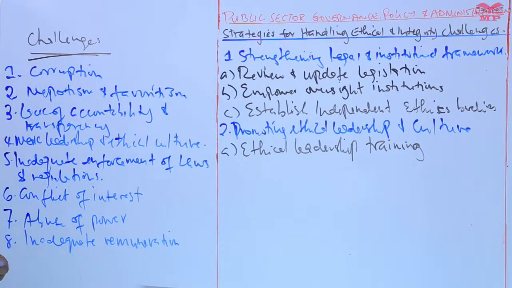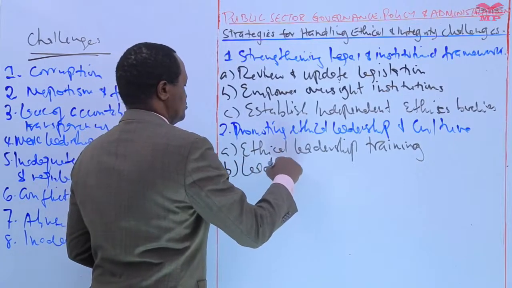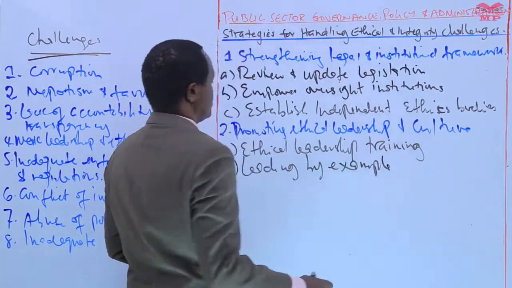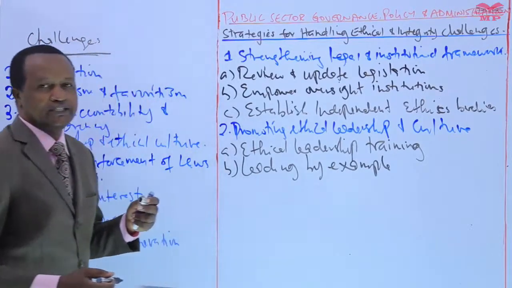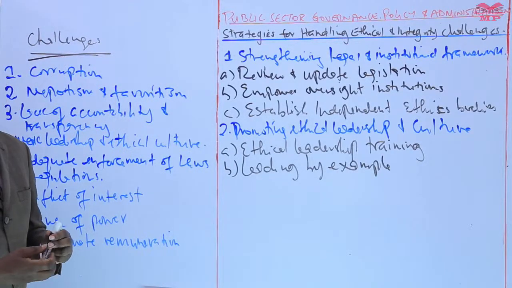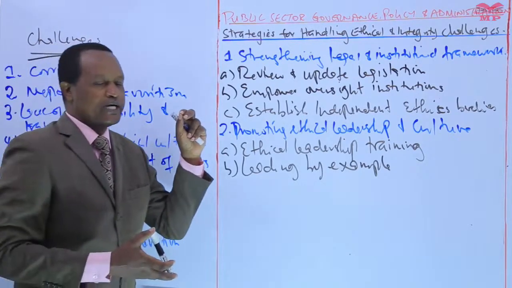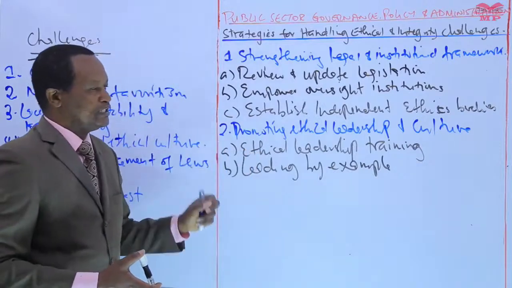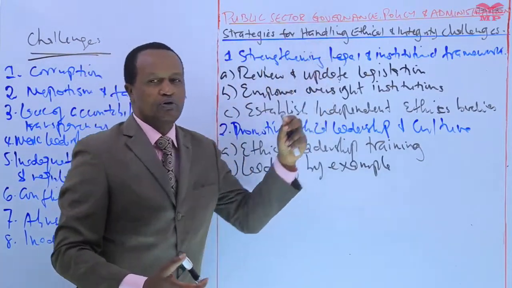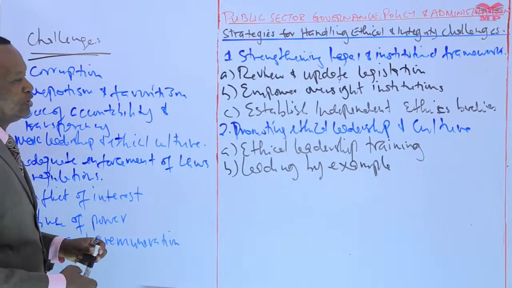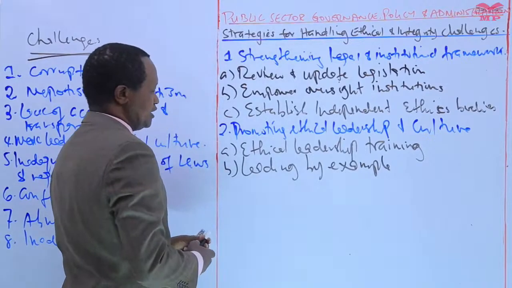Another way is leading by example. Ethical leadership and culture can be promoted by leading by example. Leaders at all levels should demonstrate a commitment to ethical behavior and hold themselves accountable to the highest standards of integrity. That is one way to promote ethical leadership and culture.